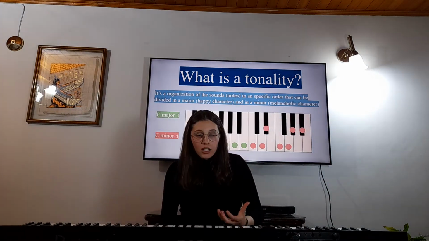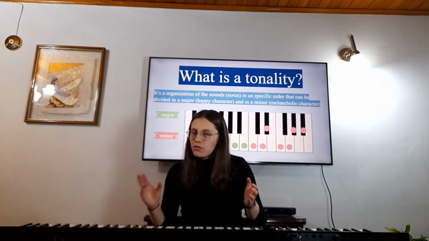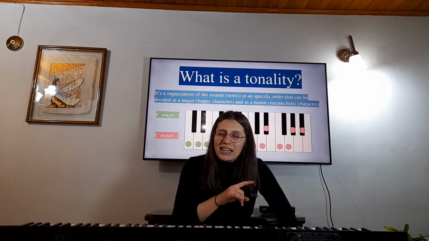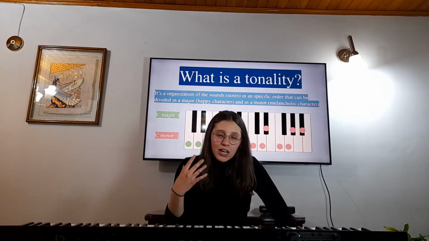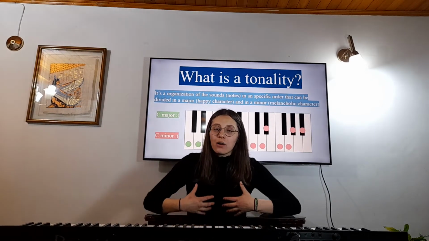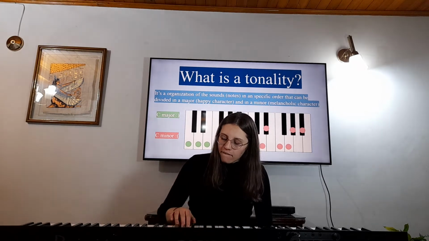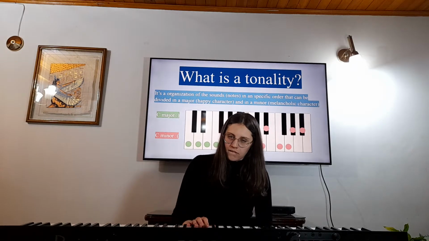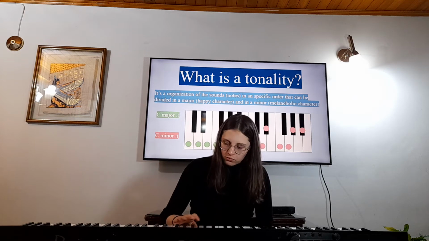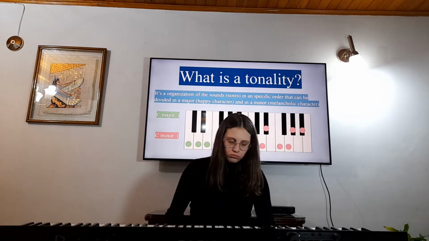Now, what is a tonality? A tonality is composed of 7 notes. You can count 8 notes if you count the tonic again in the next octave. But a tonality is notes in a specific order, so they have a character. We have a major tonality and a minor tonality. A major tonality has a happy sound. I'm going to play C major now. It sounds happy, right? Now I'm going to play C minor. It sounds more sad, more blue.